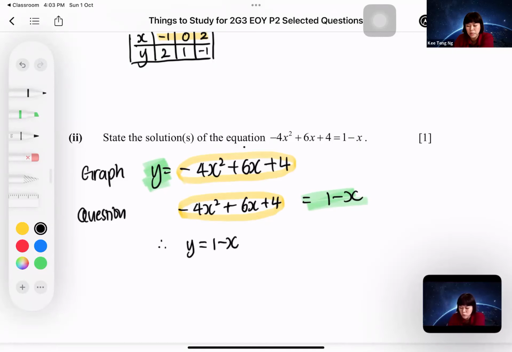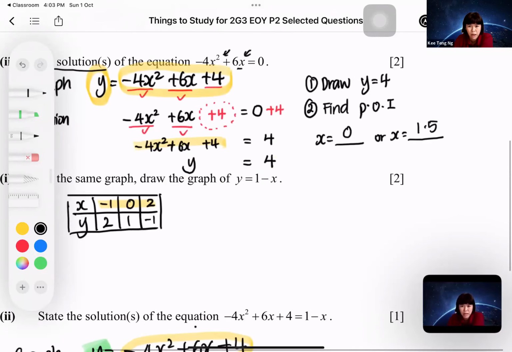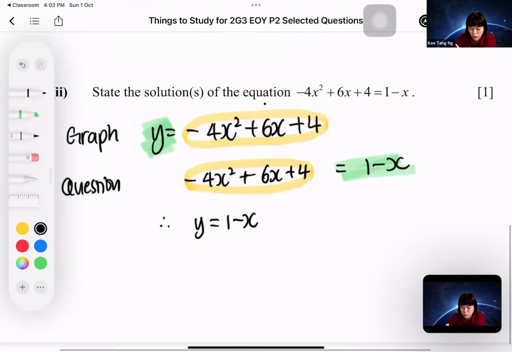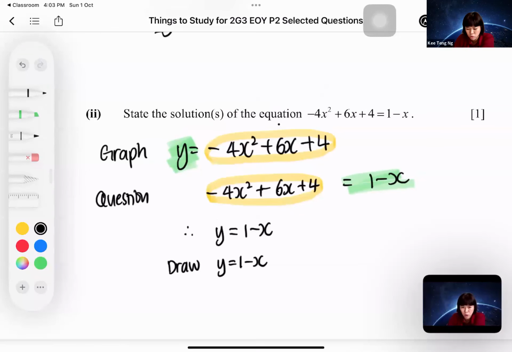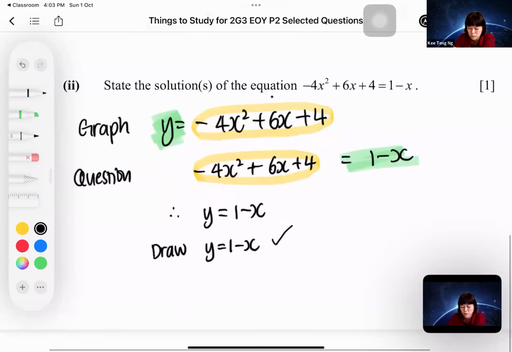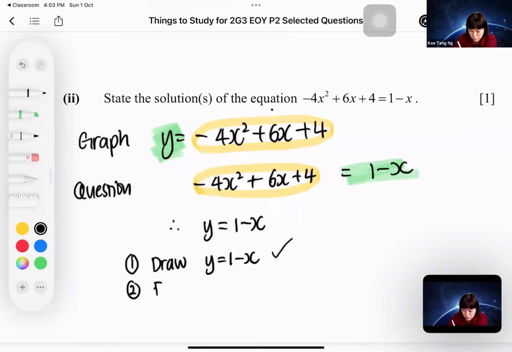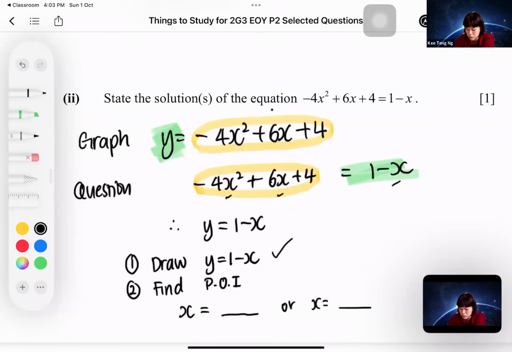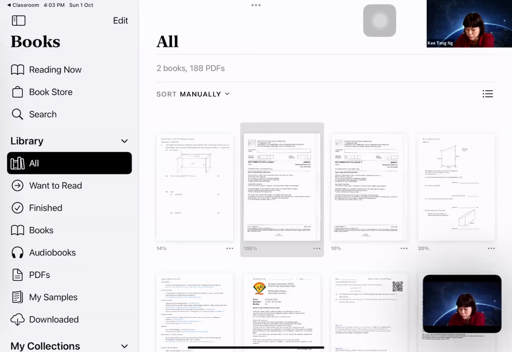That means, how do we find the answer? We need to draw the line, find the point of intersection, and look out for two answers. Draw the line y equals 1 minus x. Have we already drawn it? Over here, right? So I've drawn it already. Then how do I find the solution? Find the point of intersection, then state the x value: x equals this or x equals this. Normally a quadratic equation has two answers, but it depends on the range of the graph that we have drawn. So it may not have two answers, or maybe 0 or 1.